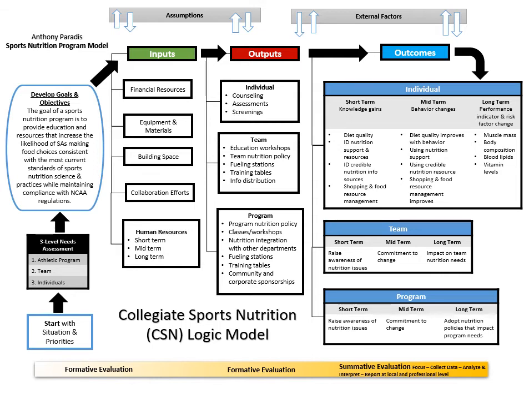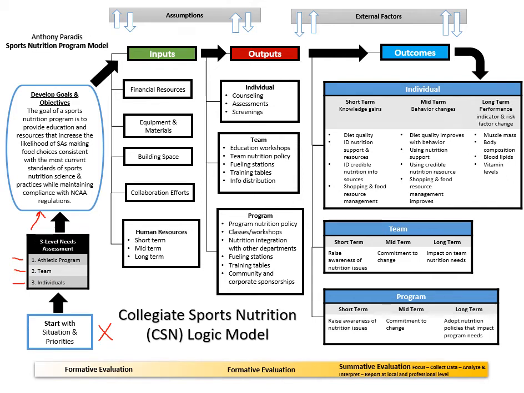So here's an overview of the logic model, and it starts right here with situation and priorities. So what is the situation of your current athletics program? And after you think about that, you're going to move on to this next step here where you answer a needs assessment at an athletic program, a team, and an individual level. We're going to find out some information at each of those levels. Then finally, you're going to take that assessment and develop your goals and objectives. And this really helps you get to the implementing part of your program.